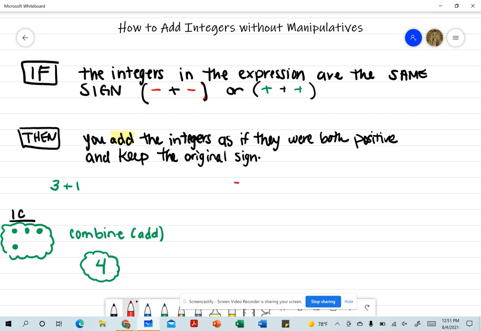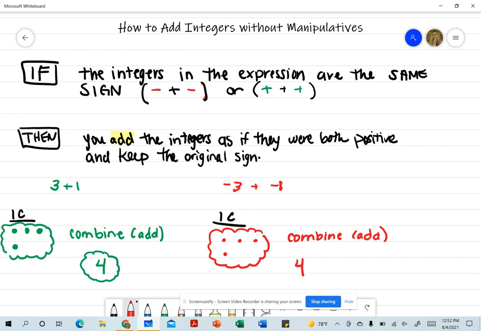What about this? Negative 3 plus negative 1. Well, what does that look like on an integer counter? Again, that's 3 negatives and 1 negative. There's no green to counteract the red. Simply what I have is I had 3 negatives and now I added 1 negative. I combine them because there's no canceling. Remember, combine means add. So in my head, I combine them. What's 3 and 1? Oh, that's 4. But since they were originally negative, I keep the sign negative. So I ended up with 4 negatives.